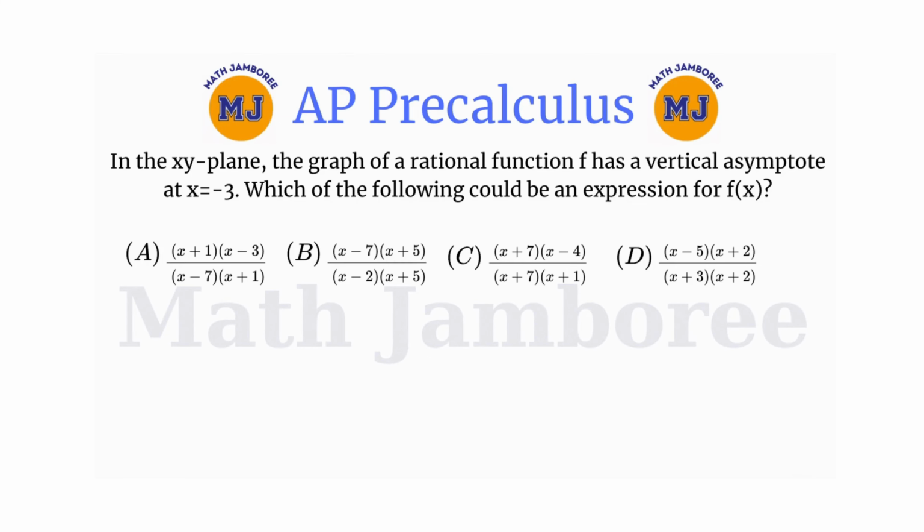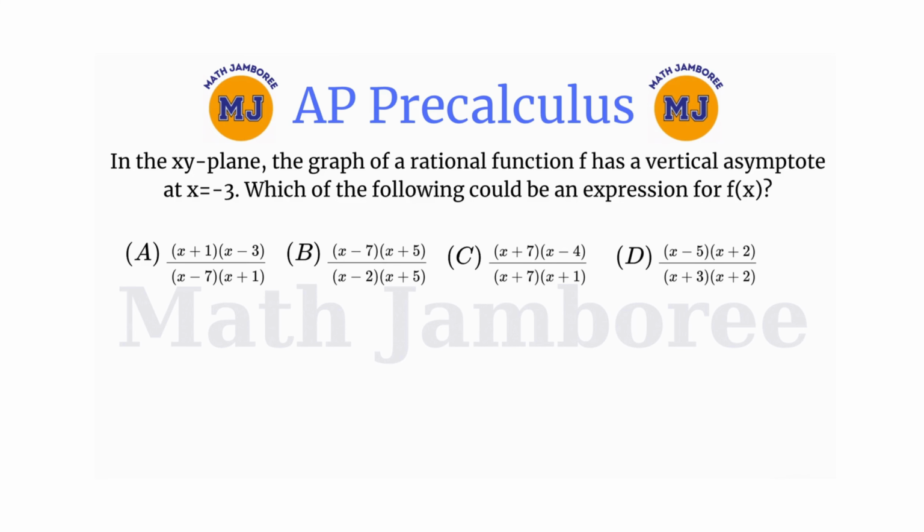In this video, we have another AP Precalculus type of question from the topic of rational functions and vertical asymptotes. Let's solve it together. In the xy plane, the graph of a rational function f has a vertical asymptote at x equals -3. Which of the following could be an expression for f of x?